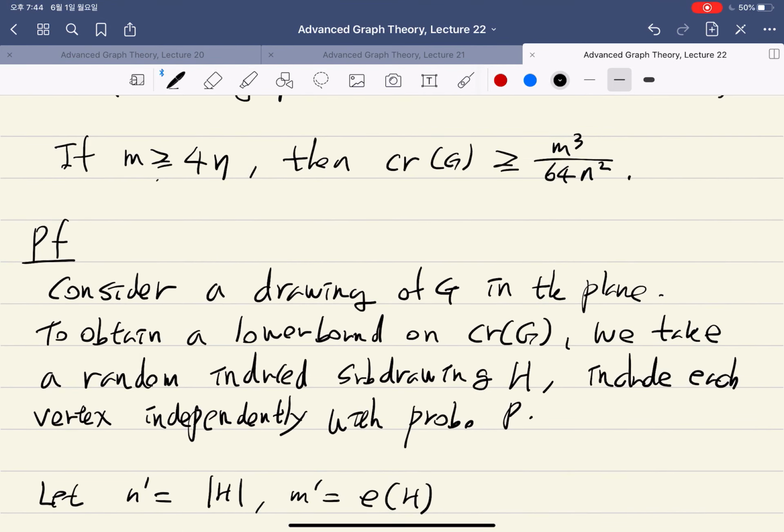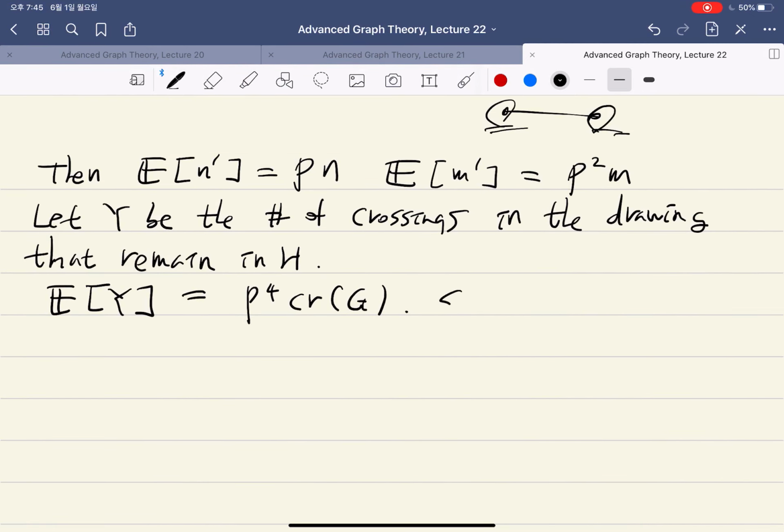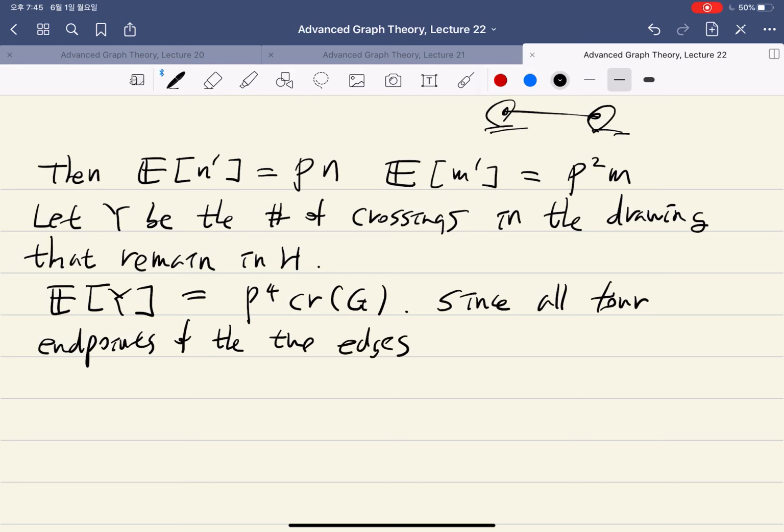So we consider a drawing of G in the plane with exactly cr(G) crossings. So let's say that was our assumption. The 4 endpoints of the two edges must remain to keep the crossing.